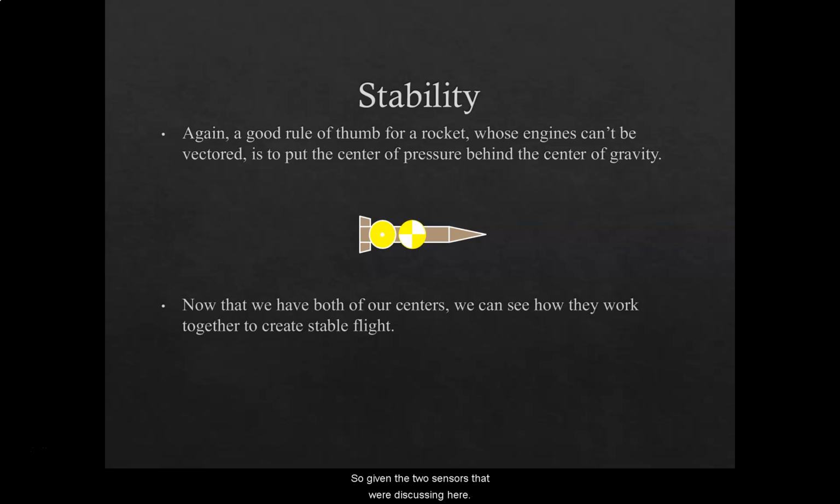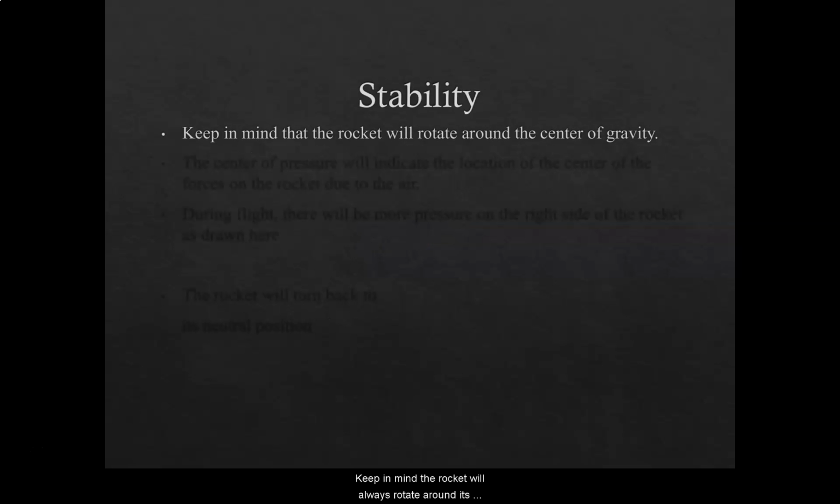So given the two centers that we're discussing here, we could show how they work together in order to create a stable rocket flight, and show why if they were flipped in their positions, that would lead to an unstable flight. So keep in mind, the rocket will always rotate around its center of gravity.